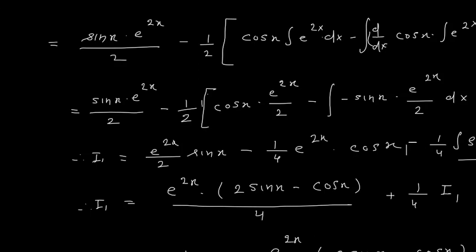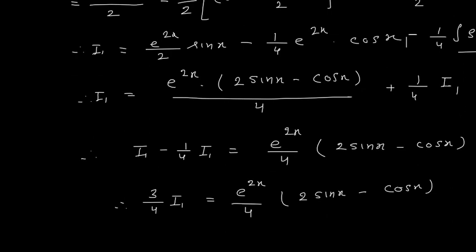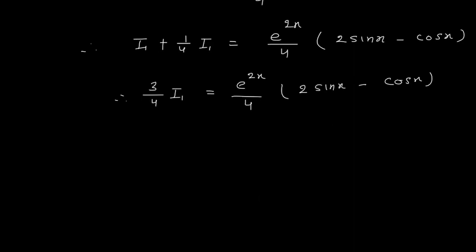So here I will get minus 1 by 4, and then this minus, when it comes to this side, will become plus. So this becomes 5 upon 4. So this is not 3 upon 4, this is 5 upon 4. Now this 4 and 4 I will cancel, and therefore I have I1 equal to e power 2x divided by 5, in the bracket 2 sin x minus cos x.